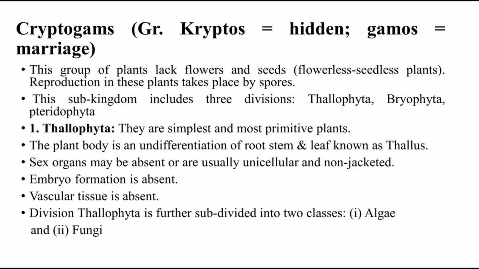Reproduction in these plants takes place by spores. This subkingdom includes three divisions. One is Thallophyta, second one is Bryophyta, and the third one is Pteridophyta. Thallophyta have a simple and primitive plant body. Their plant body cannot be differentiated into root, stem and leaf. So their plant body is called a thallus. Then sex organs may be absent or usually unicellular and non-jacketed. Their sex organs do not have any protective layer surrounding them.